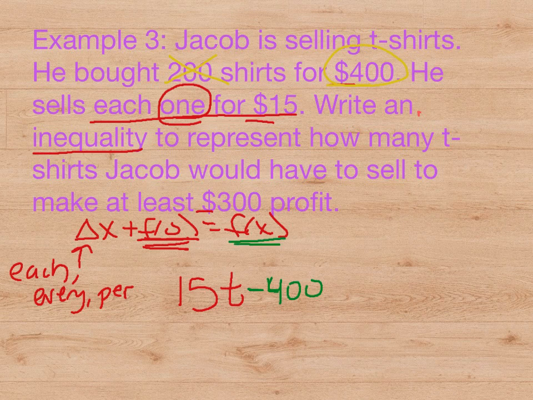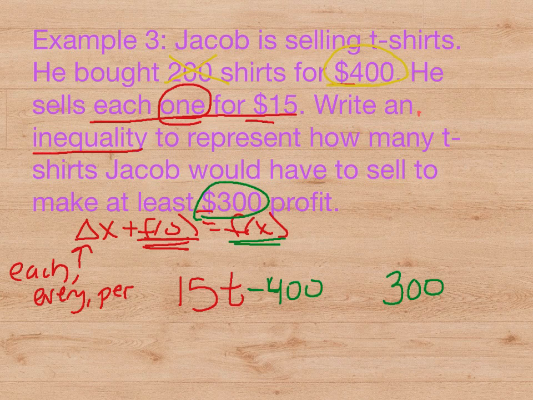Now my f of x is my ending value. So what I want is, how much money do I want at the end? I see $300, so I'm going to put 300 over there for my ending value, and I do want a positive $300.